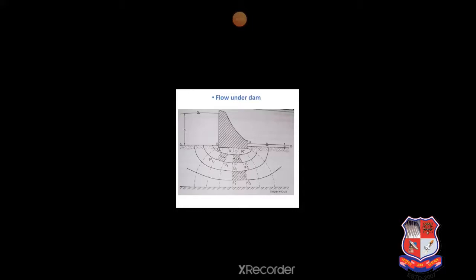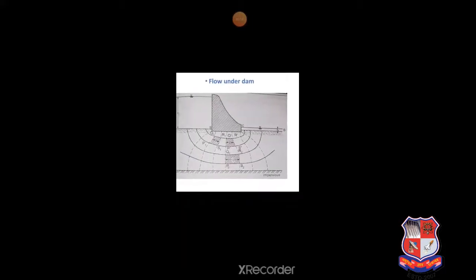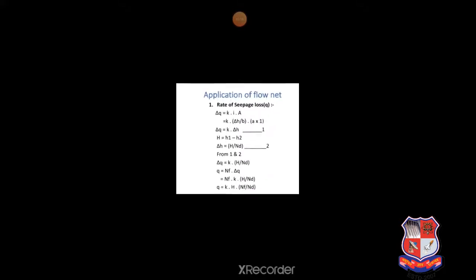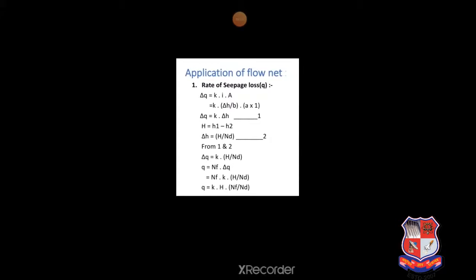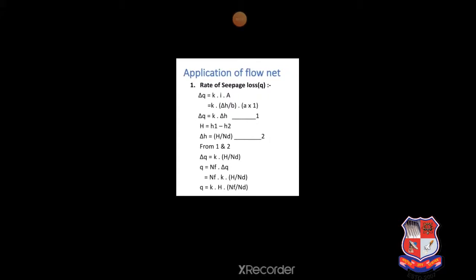Now we will discuss some applications of FlowNet. Number 1, rate of seepage loss, that is Q. The space between two adjacent flow lines is known as flow channel. The flow from one flow channel, delta Q, is equal to K into I into A, where K is coefficient of permeability and I is hydraulic gradient.